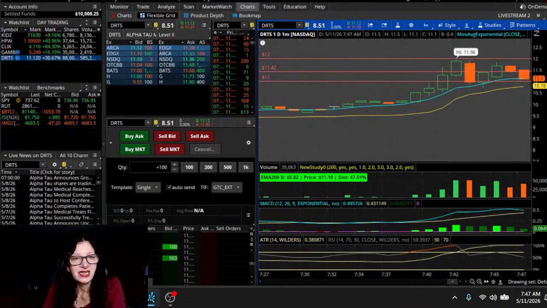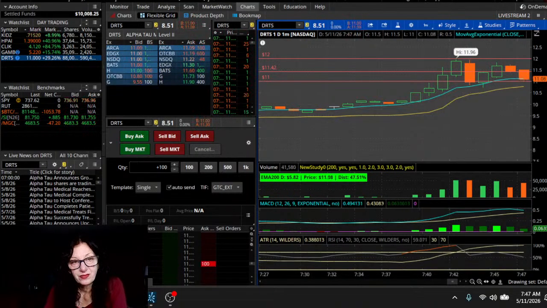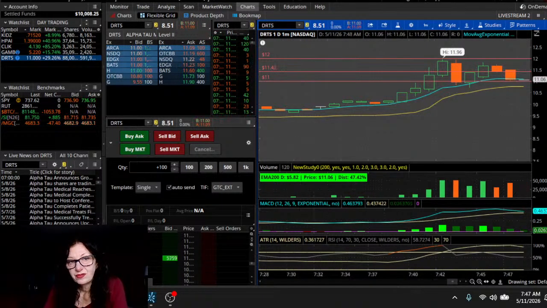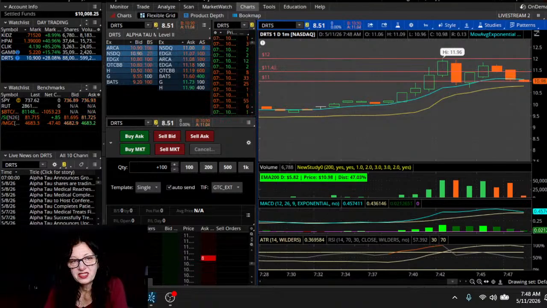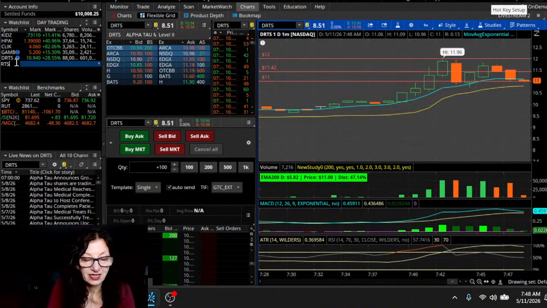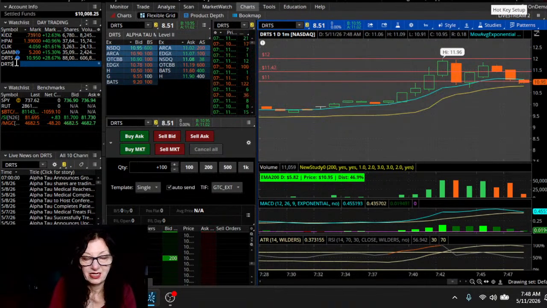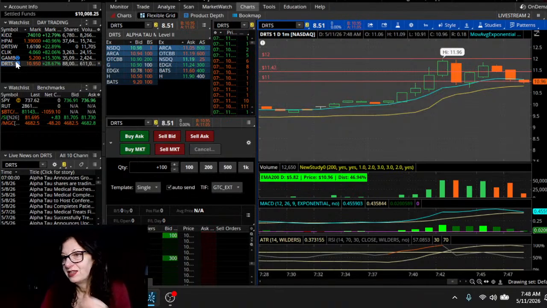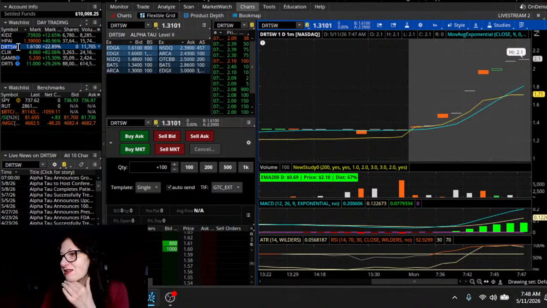Let's see, DRTSW. What is the difference here? DRTSW. Whoops. Let's take a look. Okay, that doesn't have enough volume or anything like that.